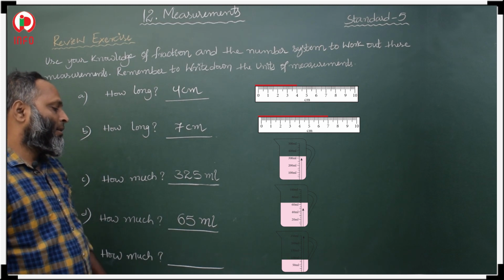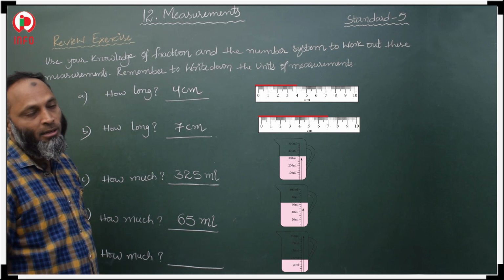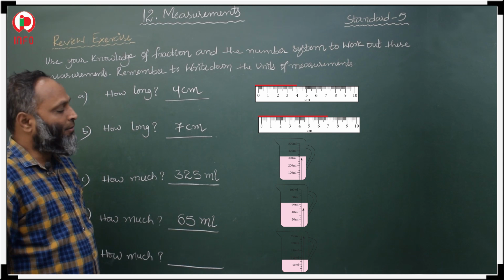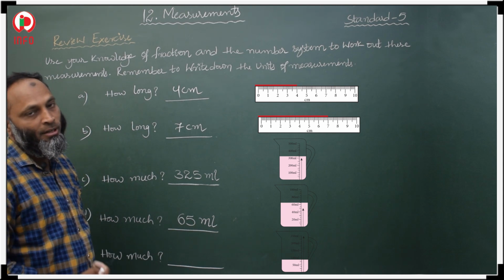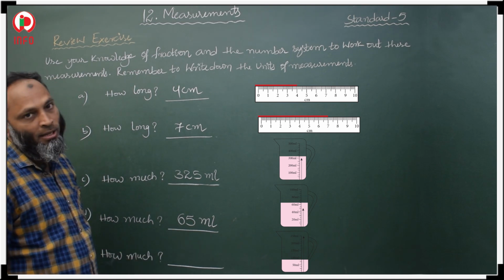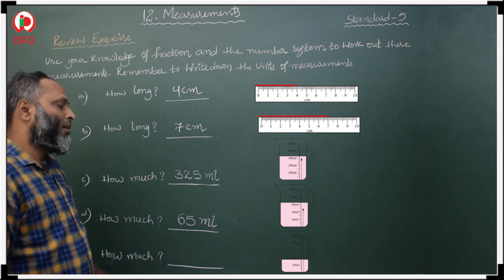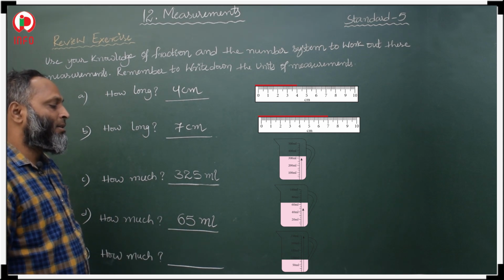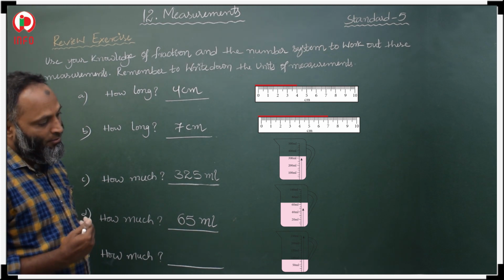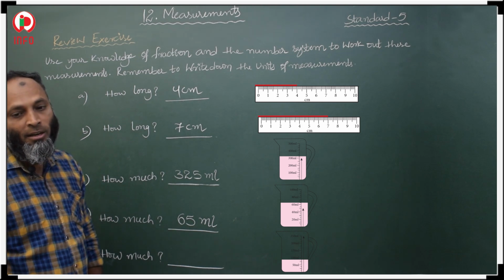In the next beaker, how do the quantities increase? How are the quantities marked on a beaker? 0 to 50, 50 to 100, 100 to 150, 150 to 200, means they increase by 50 each time. So the level of the liquid, see here, after 50 comes 100, and in between 50 and 100 it is marked.